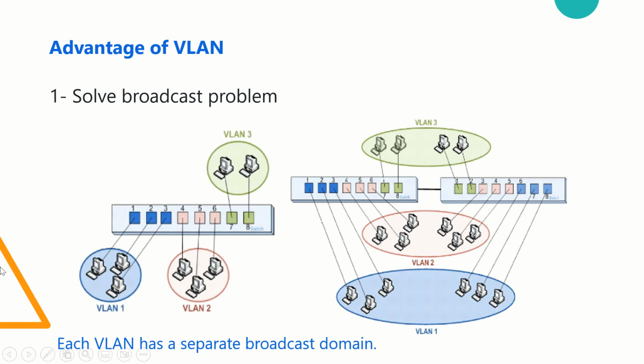A switch has a unique solution to the broadcast issue known as VLAN. In a practical environment, we use VLAN to solve the broadcast issue instead of a router. Each VLAN has a separate broadcast domain. If you use, for example, 3 VLANs in this switch, you can establish 3 broadcast domains, and it's very effective and much faster than only one VLAN, or without VLAN, I mean.